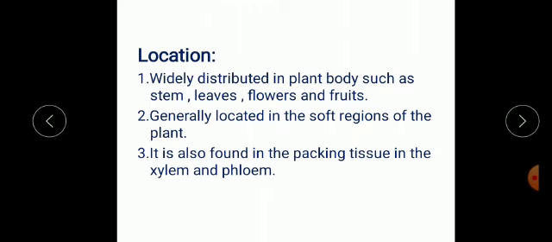Location. It is widely distributed in plant bodies such as stem, leaves, flowers and fruits. It is generally located in the soft regions of the plant. It is also found in the packing tissue in the xylem and phloem. Xylem and phloem are complex permanent tissue which we'll be studying in next lecture.